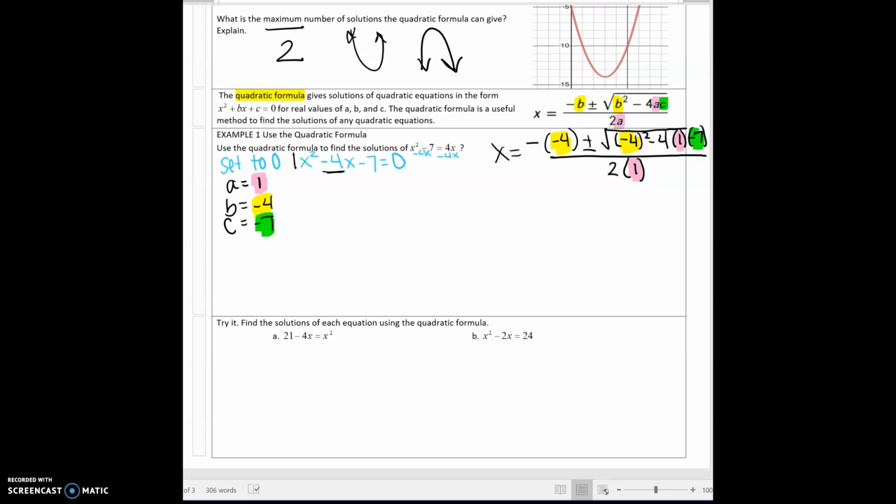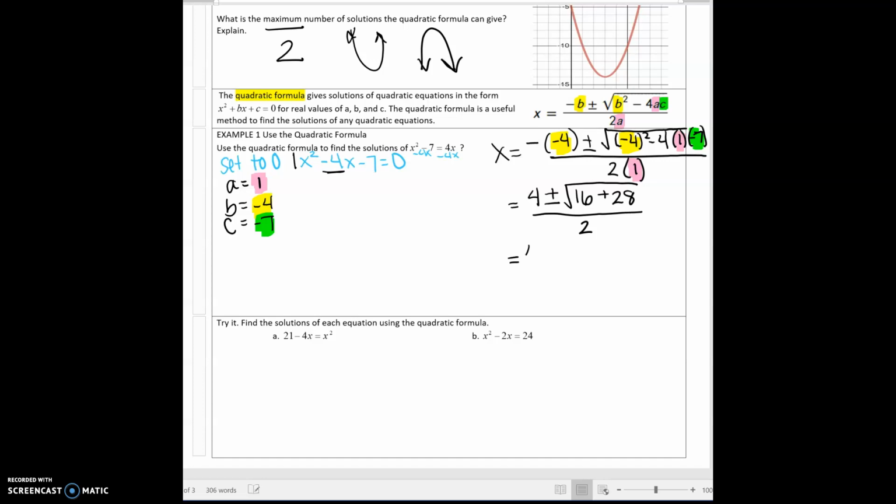Once I've done that, I'm just going to go ahead and simplify as much as I can. So negative 4 is a positive 4, and then I still have my plus or minus there. Negative 4 squared would be 16. And then we have negative 4 times 1 times negative 7. So we're going to be adding 28 here. So again, negative 4, 1, and negative 7 gave me that positive 28. And then 2 times 1 is 2.